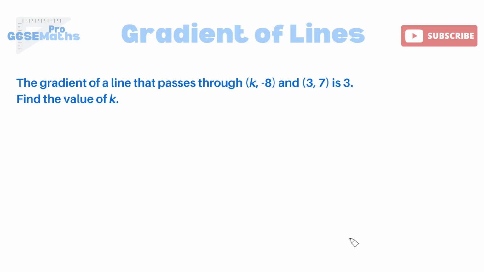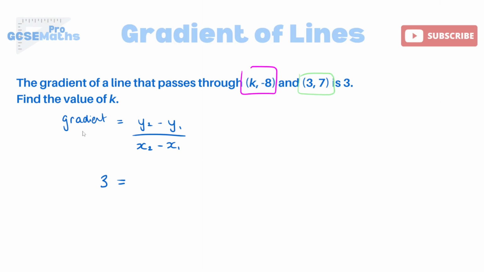So if we use our same exact formula, I know that the gradient is actually 3, so put that on the gradient side, and then we can sub in the coordinates, obviously one with a k, and the rest with numbers. So for y, I'm starting with -8, subtract 7, and for x, I have k. That's where the k is, isn't it? I don't know what that coordinate is. Subtract 3. So I've set up my formula, my equation.